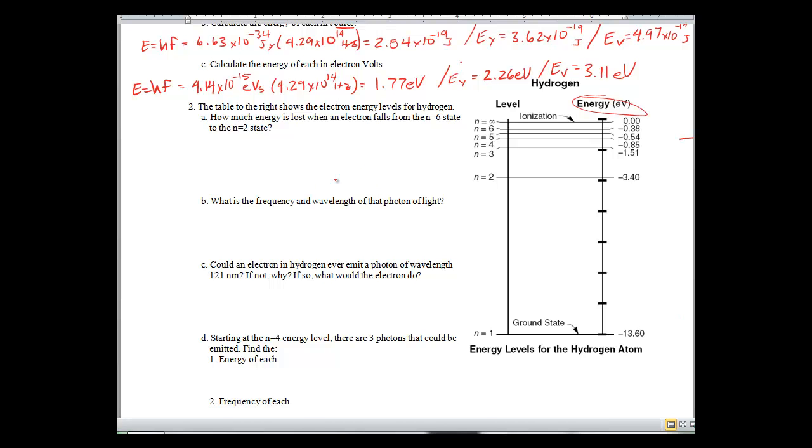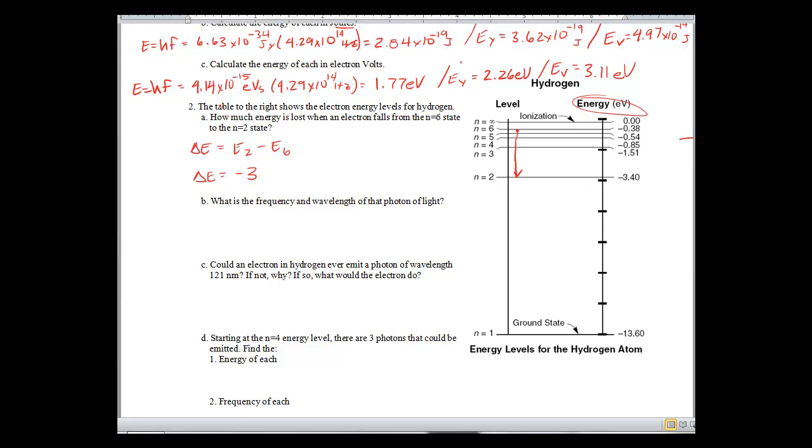So, the table to the right shows the electron levels for hydrogen. How much energy is lost when an electron falls from the n equals 6 state to the n equals 2 state? So we're going from here down to here, and what we're going to look at is the difference in energy. My difference in energy is going to be the energy in the n equals 2 state minus the energy in the n equals 6 state. We're falling down. So that change in energy is negative.